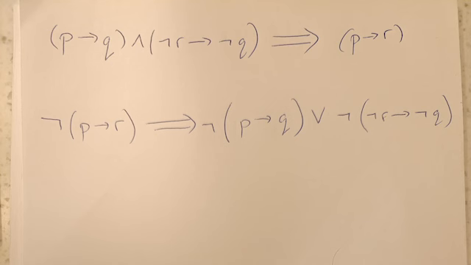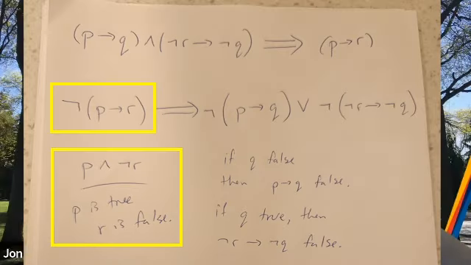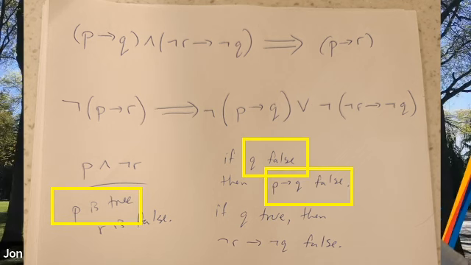Now, the reason I'm doing this is because the negation of an implication tells me a lot about the variables. If not (P implies R) is true, then that tells me that P is true and R is false. So if I'm assuming not (P implies R), I get that P is true, R is false. And now I just think about, okay, what about Q? If Q is false, then because P is true, P implies Q becomes false.